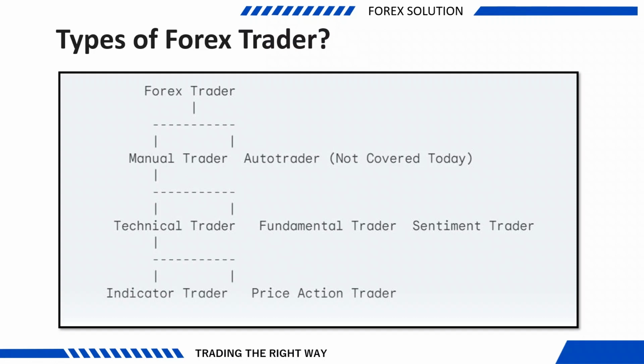So that's why I want to show you the manual trading first before we go to the main subject, which is the auto trading, which we focus strictly on, we focus more on in Forex Solution Academy. So I said we have two types of trader. We have the manual trader, we have the auto trader. And under the manual trader, there are three types of manual traders. So the first one is technical traders. We have the fundamental traders, and we have the sentiment trader or sentimental traders.